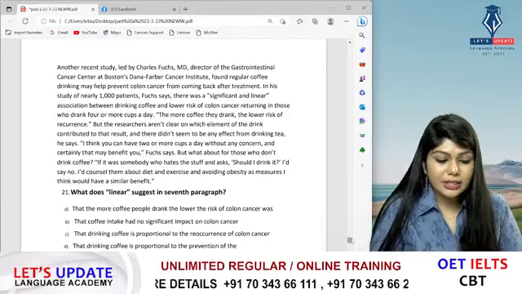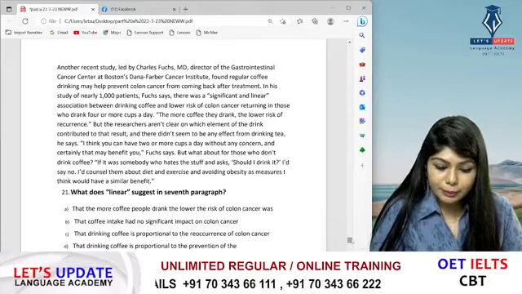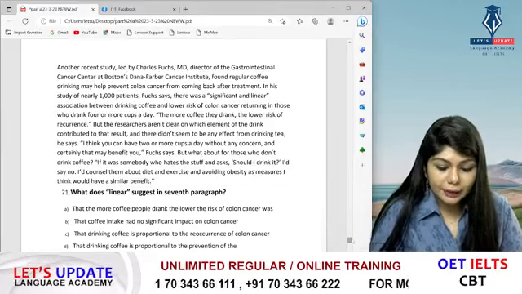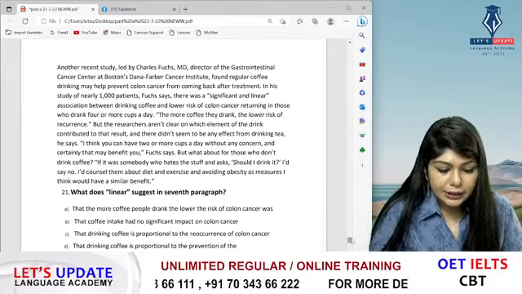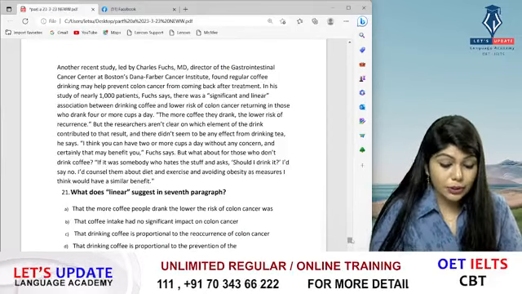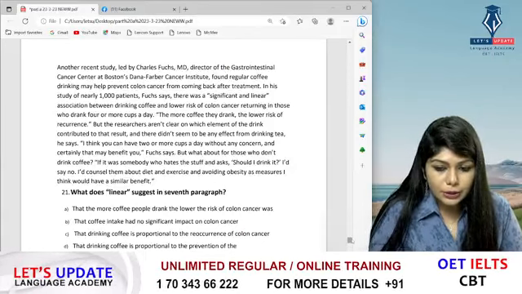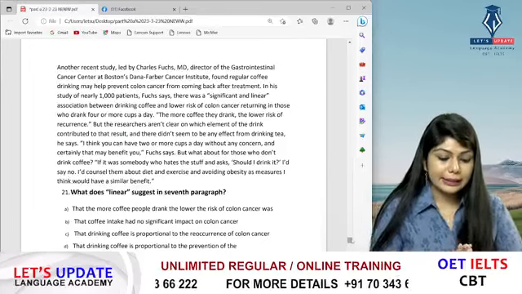And moving towards the question, what does linear suggest in the seventh paragraph? A, that the more coffee people drank, the lower the risk of colon cancer was. B, that coffee intake had no significant impact on colon cancer. Option C, that drinking coffee is proportional to the recurrence of colon cancer. And D, that drinking coffee is proportional to the prevention of recurrence of colon cancer. What do you think is the correct answer?